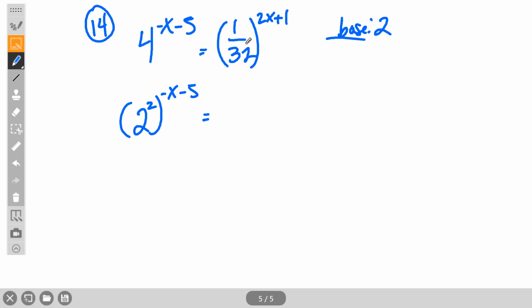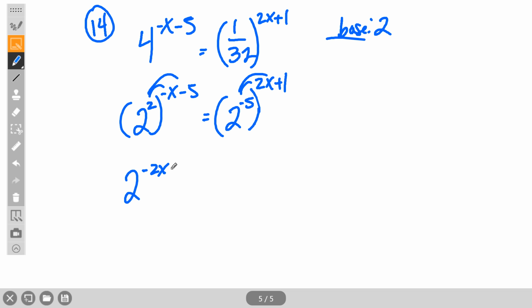And 1 over 32 is a base of 2, it's 2 to the 5th power is 32. So 2 to the negative 5th power is 1 over 32. Make sure you distribute for these. So 2 to the negative 2x minus 10 equals 2 to the negative 10x minus 5.